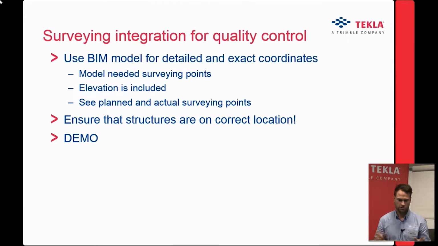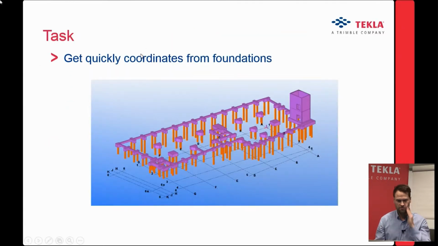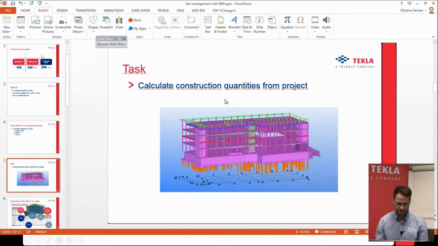So of course the Tekla model, the BIM model, is really detailed, and we got all the right coordinates, so we want to use that information on site. And of course the benefit is that it's not 2D, it's 3D, so we can also get the elevation to the coordinate information quickly. And then the end result is that we can see the planned and actual surveying points on the model. So our task is, for example, to get the coordinates from the foundation and make sure that they're in the correct place.